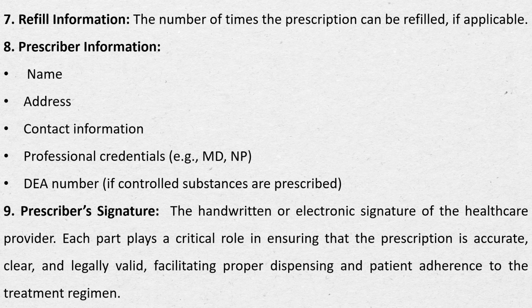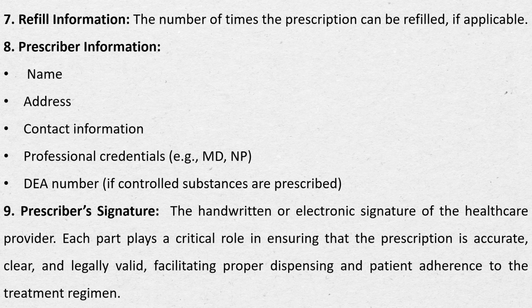Next is prescriber's information. That is the person who has written the prescription. It consists of name, address, contact information, professional credentials, that is the degree such as MD, etc. Then DEA number, which is needed if controlled substances are prescribed. And the last part is prescriber signature. It is a handwritten or electronic signature of a healthcare provider.